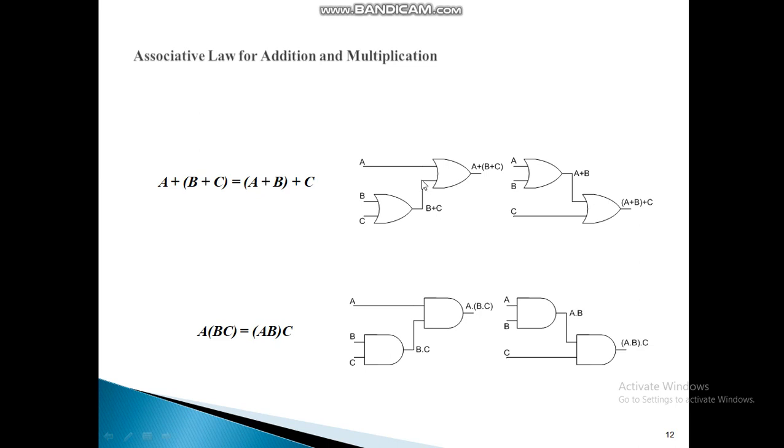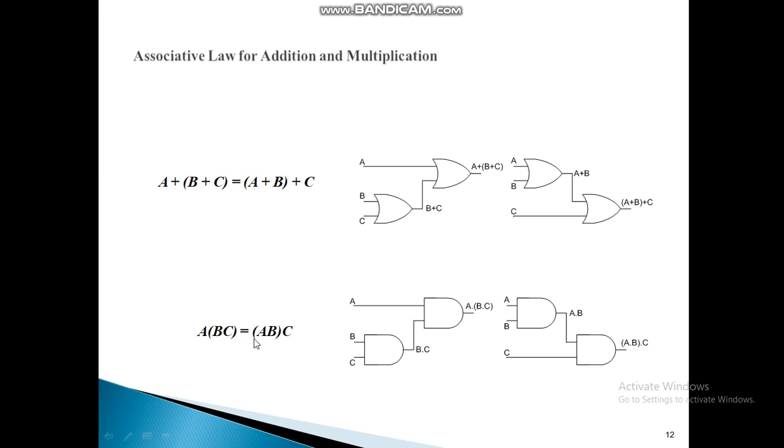giving A plus (B plus C). Now (A plus B) plus C. In the first OR gate, variables A and B are added through the OR gate. Then in the second OR gate, the result of A plus B is added with the value of variable C, giving (A plus B) plus C.